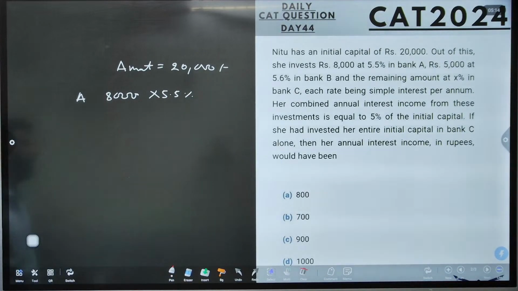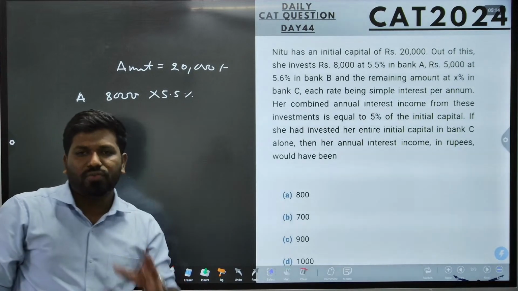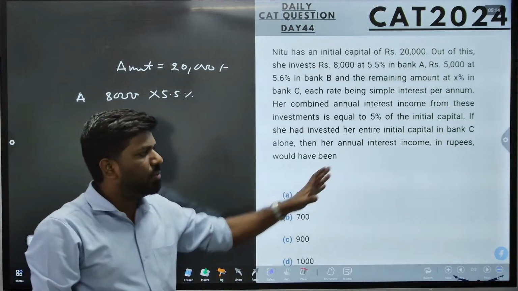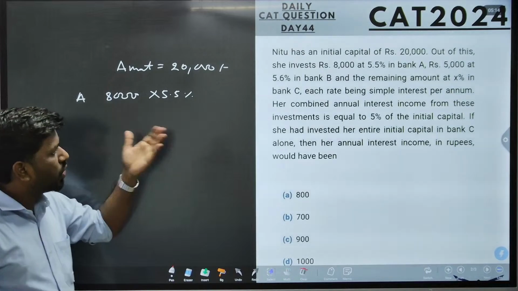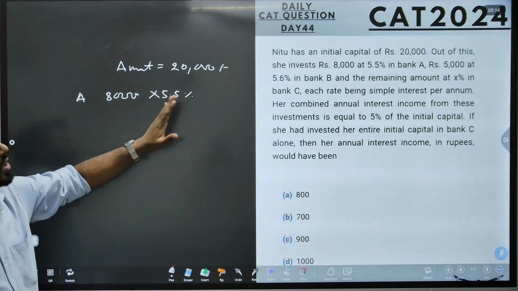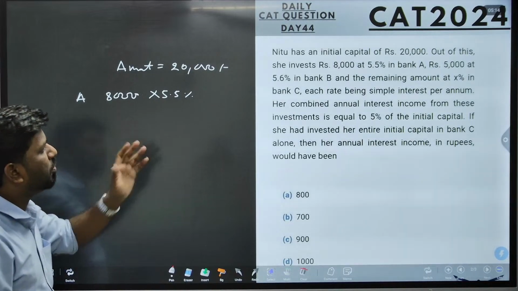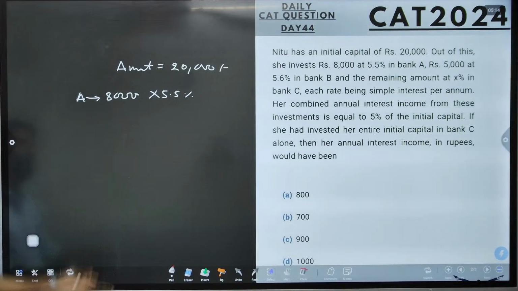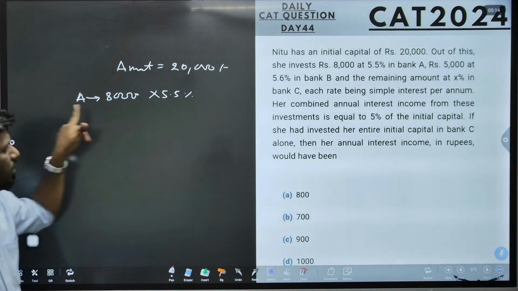In my previous videos I have already taken the concept of simple interest and compound interest, so please watch those videos on the Ask MBA YouTube channel and then come back to this question, because this is based on pure concepts. So far, she invested rupees 8,000 at 5.5% in bank A.